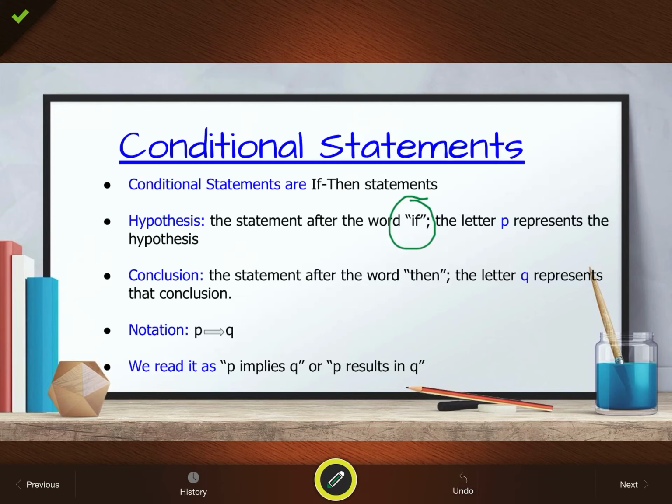The conclusion is the statement after the word then. You don't include the word then. It's whatever comes after the word then. And the letter that we're going to use for that is Q.